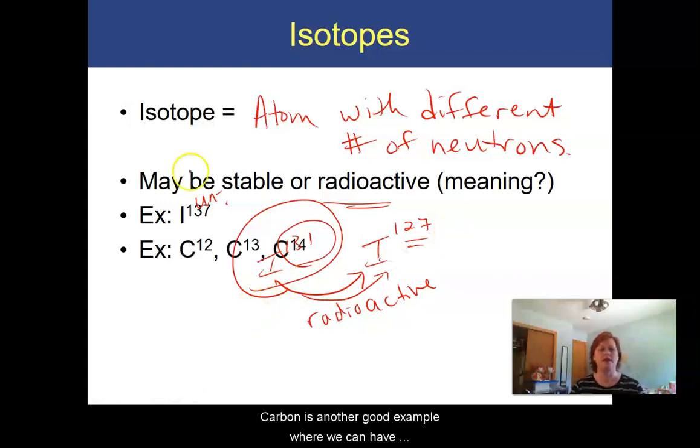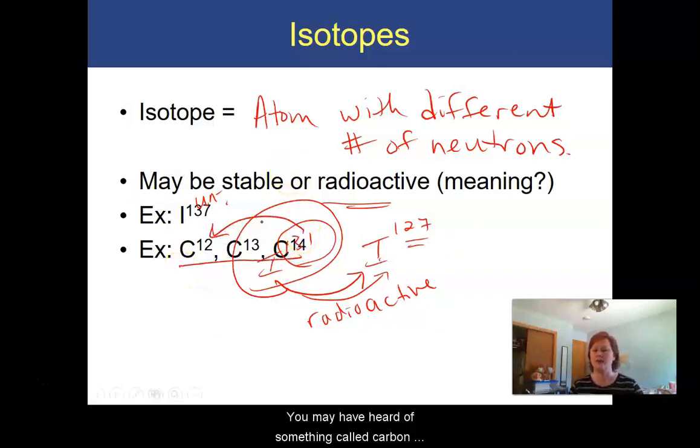Carbon is another good example where we can have different isotopes of carbon, and these heavier ones want to deteriorate back. You may have heard of something called carbon dating, which we're not going to really get into in this class, but it's in reference to that, using the deterioration of these isotopes of carbon. That helps us to determine the age of something.